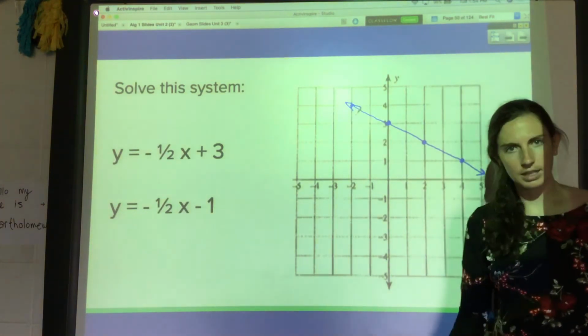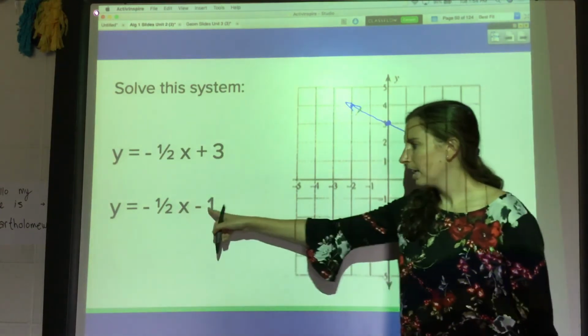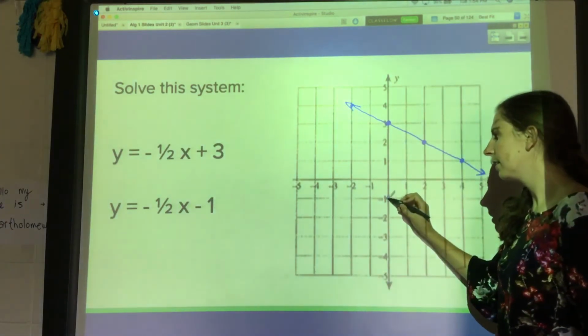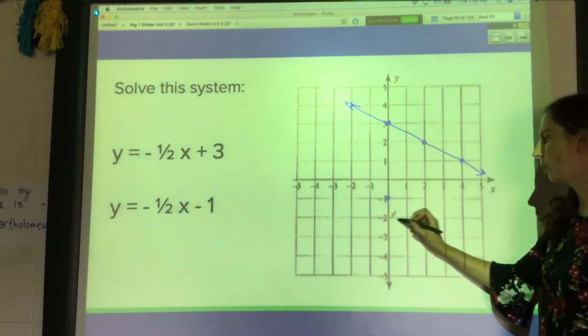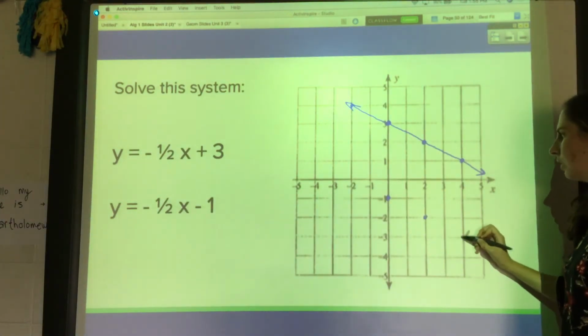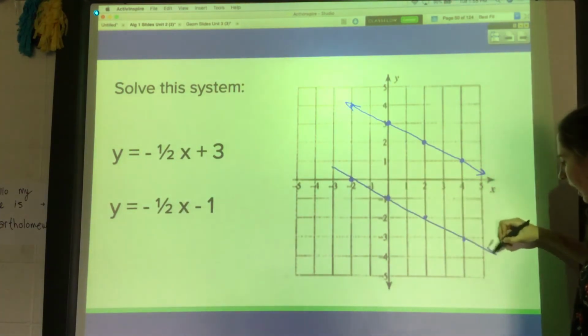Make sure you put arrows on the ends of your lines because they do continue forever. This one has a y-intercept of -1, and it also has a slope of -1/2. So down 1 over 2, down 1 over 2, and vice versa. So what do you notice about these two lines?